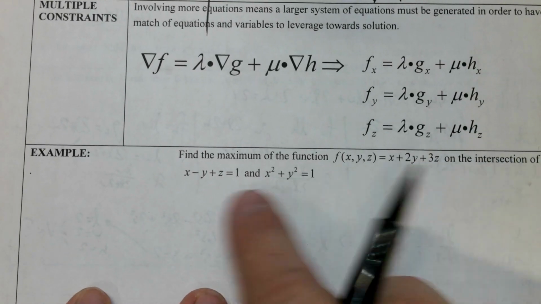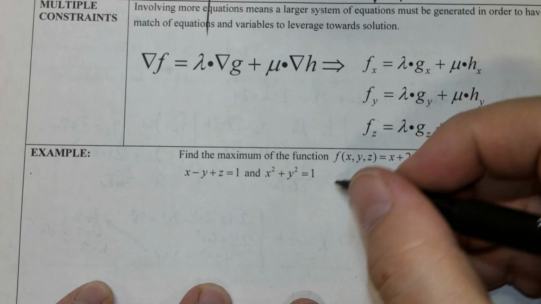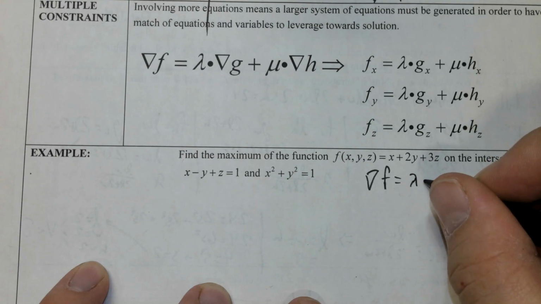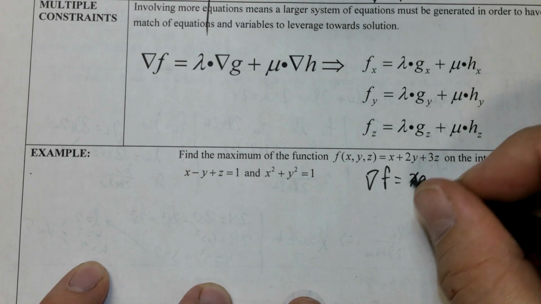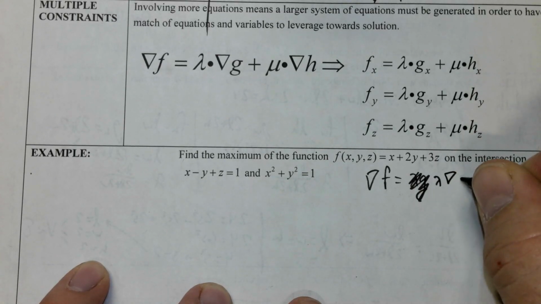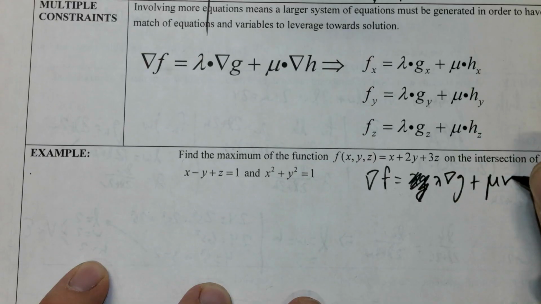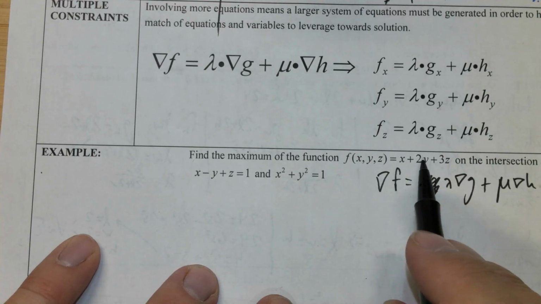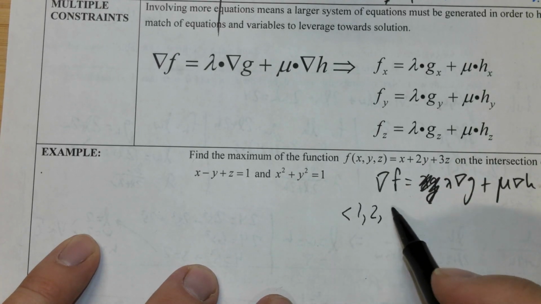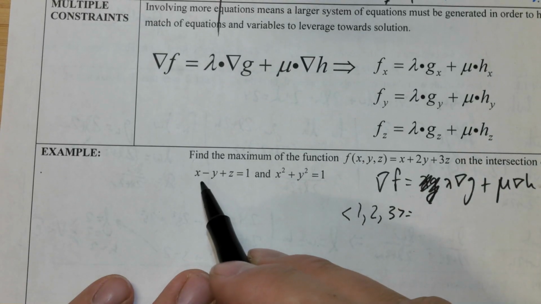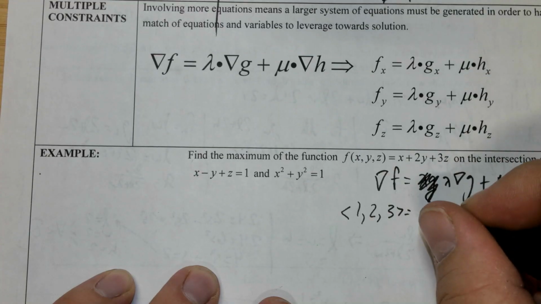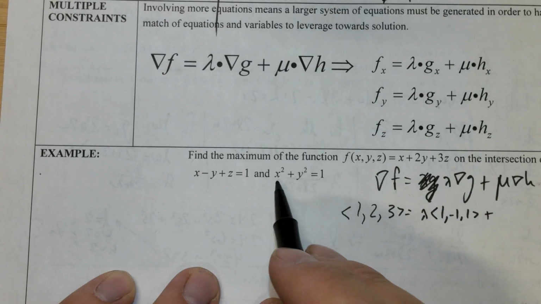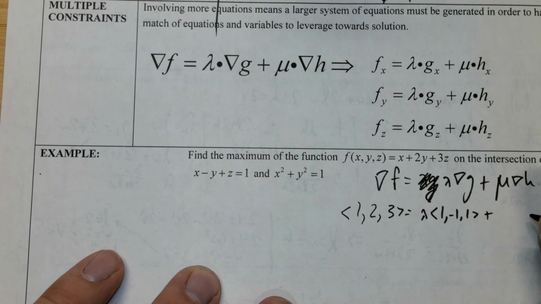Okay. Because these are nicer, I'm actually just going to write out the derivatives in this way. Like, again, lambda del g plus mu del h. Just to show it this next, my derivative here is 1, 2, 3. My derivative here is 1, negative 1, 1. My derivative here is 2x, 2y, 0.